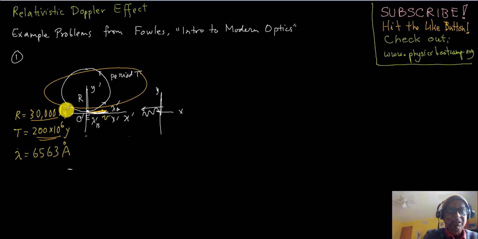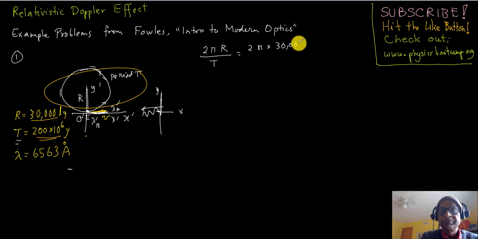So a light year is how much distance light travels in a year. The speed will be, since it's going in a circle, 2 pi r over a period T. The distance is 30,000 light years, so this is 2 pi times 30,000 light years, that much time at speed c. So that's the distance it must have traveled.